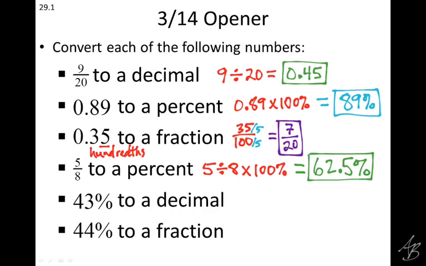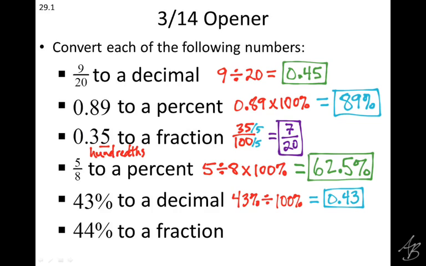Next one, we have 43%. We want to change that to a decimal. Earlier, we changed a decimal into a percent by multiplying by 100. So what are we going to do to change the percent into a decimal? Divide by 100, exactly. So we're going to take 43% divided by 100%. And that gives us 0.43.